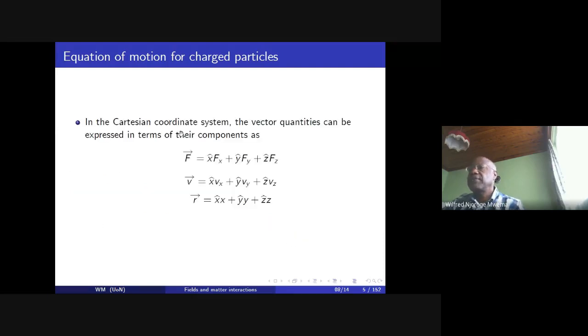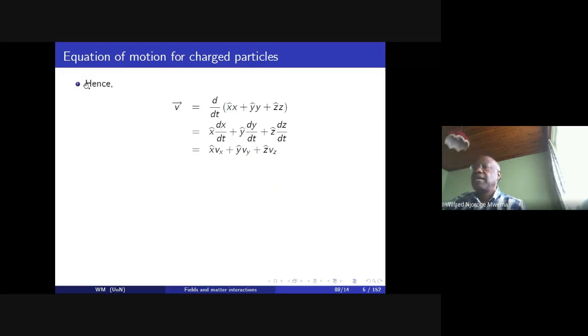And in the Cartesian coordinate system, the vector quantities can be expressed in terms of their components as F equals the x component of F plus the y and z components, and v will be given as that. And hence, the velocity v is going to be given by d/dt of x x-cap, y y-cap, plus z z-cap. And this comes out very easily as dx/dt, which we recognize as the x component of the velocity, and dy/dt, the y component of v, and dz/dt, the z component of v. And so that we can have that equation there.